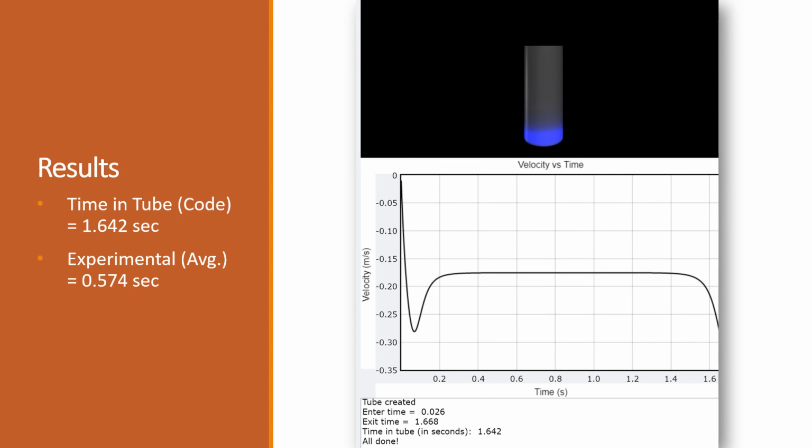So here are the results. My coded data gave me 1.642 seconds, which is different from my experimental, which was 0.574. But as I stated before, this is different because my experimental data had a thickness that was less than 1 centimeter for the aluminum foil, but for my coded data, I actually inputted that 1 centimeter to make it more aligned with my assignment.